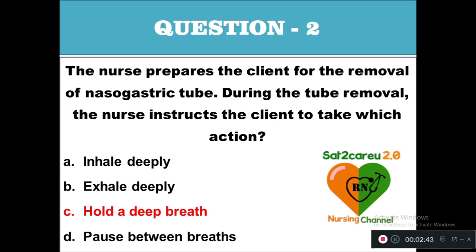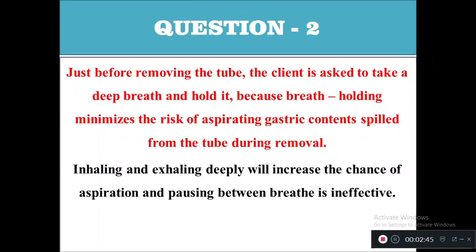nasogastric tube. The rationale: just before removing the tube, the client is asked to take a deep breath and hold it because breath holding minimizes the risk of aspirating gastric contents spilled from the tube during removal. Inhaling and exhaling deeply will increase the chance of aspiration, and pausing between the breaths is ineffective.